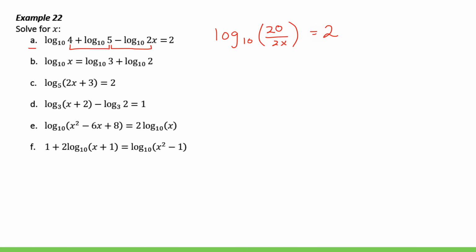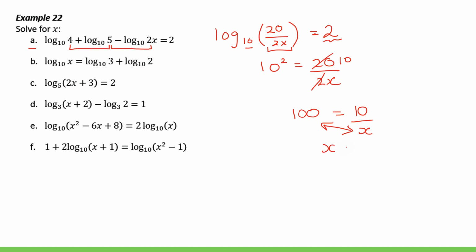Now this is where my rule that I initially was using comes back in. So the base to the power of that answer is equal to the inside value. So that's 10 to the power of 2 is equal to 20 on 2x. 20 and 2 cancel out, that gives me 10, and 10 squared is 100. And now I can swap these over. Multiply by x, divide by 100, gives me 10 on 100, which is 1 on 10.